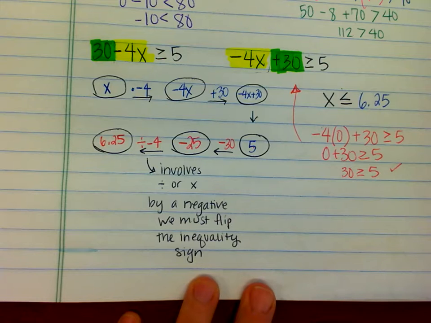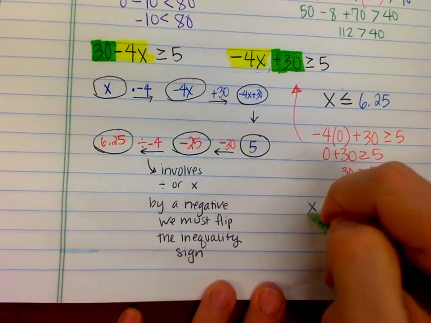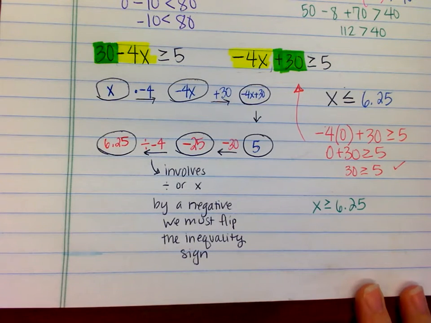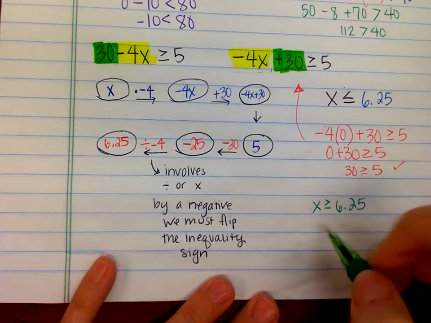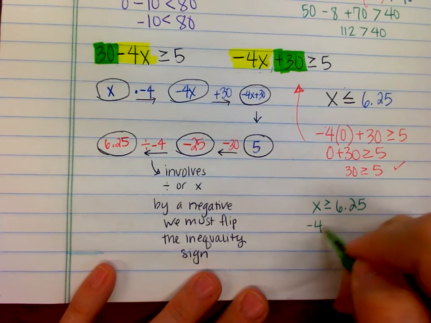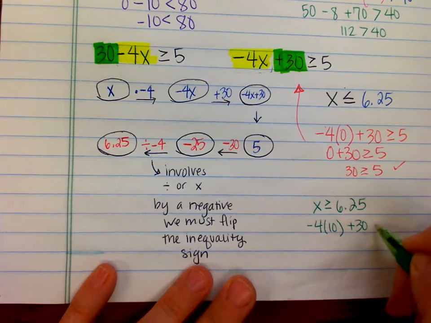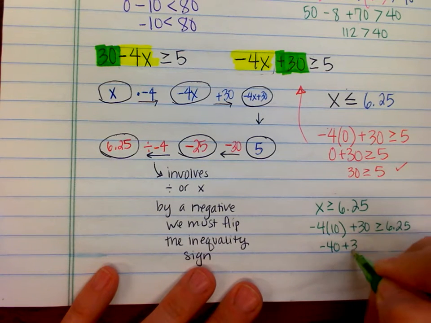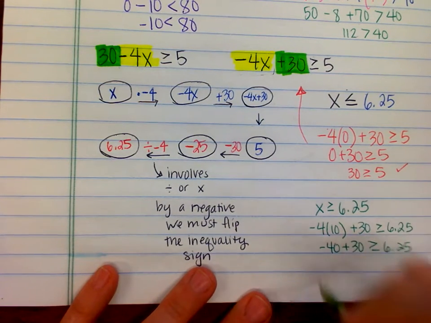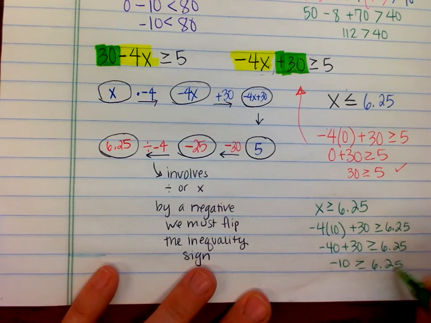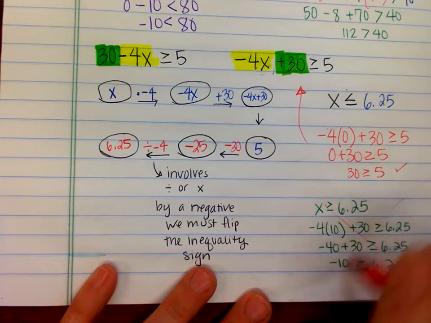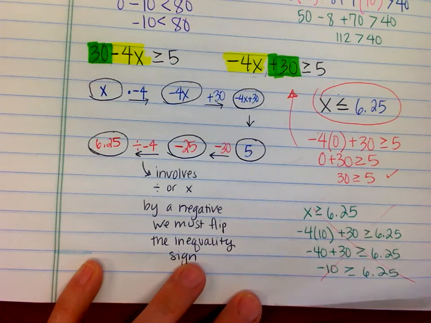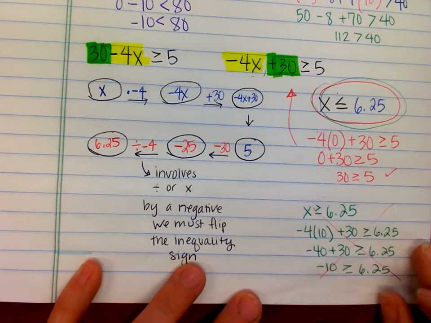Had we not switched our sign and tried x is greater than 6.25, like let's try 10, so negative 4 times 10 plus 30, is that greater than or equal to 5? We would have gotten negative 10 is greater than 5, and that is not true. This is not true. So switching our sign allows us to get an accurate solution that will work in the context of our inequality.